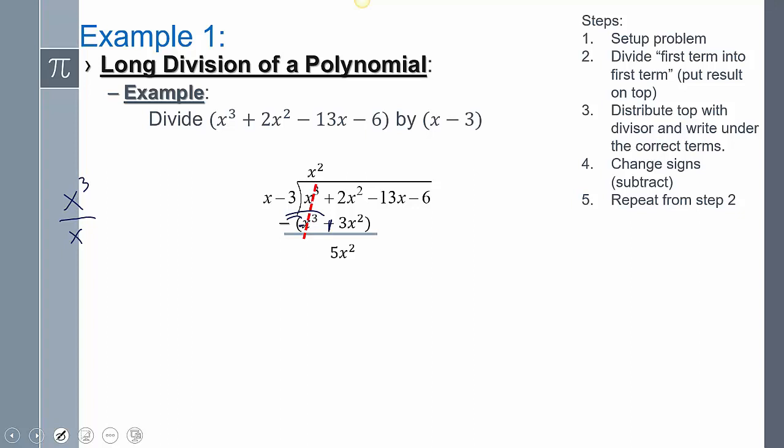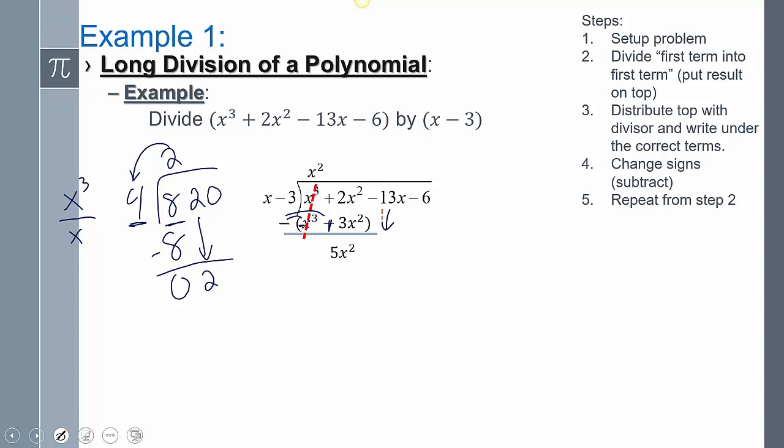Now you're probably wondering, okay, this is kind of familiar. And it should feel familiar. We've essentially already done this before, just with numbers. If I said divide 4 into 820, the first thing we did is we divided this number into this number. 4 goes into 8 2 times. Then we multiplied. Then we subtracted. And then now you're probably thinking, I got to bring down that 2. Well, guess what? I got to bring down that negative 13. And then we repeat the process again.